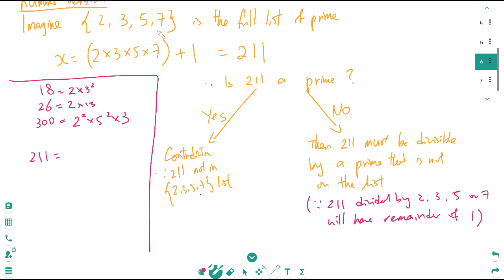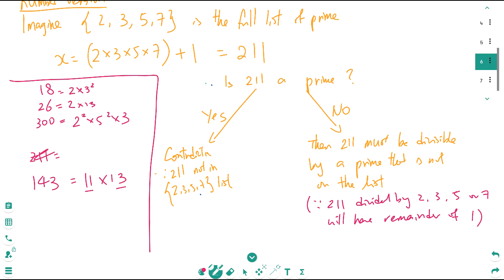I'll give you an example. Let's say the number 143. Now 143 is not divisible by 2, 3, 5, 7. Let me ask you a question. Do you think 143 is a prime? You can try it. The answer is no, it's not a prime. Because even though it's not divisible by 2, 3, 5, and 7, we can still write it as 11 times 13. These two are primes. So what I'm trying to say is, if 211 is not a prime, then it must be divisible by a prime that is outside of 2, 3, 5, and 7. In the case of 143, it would have been 11 and 13.